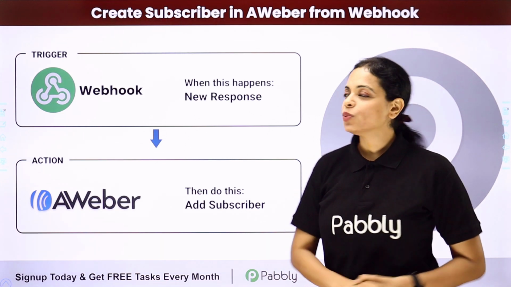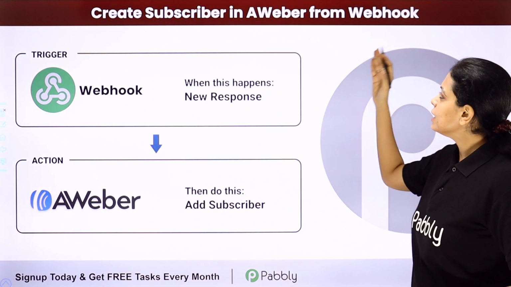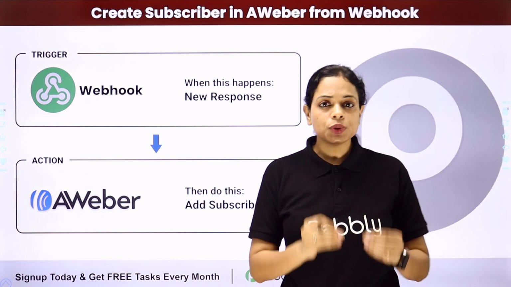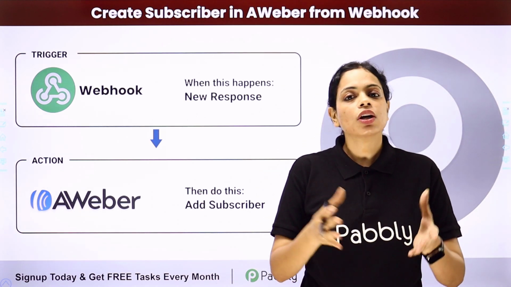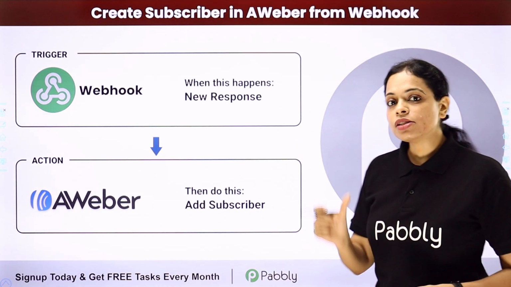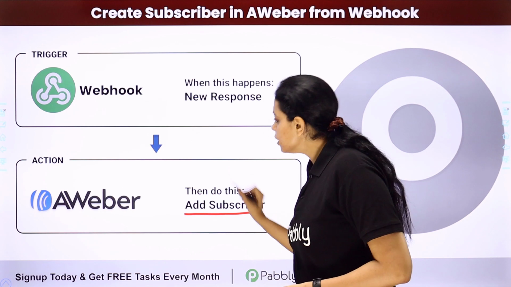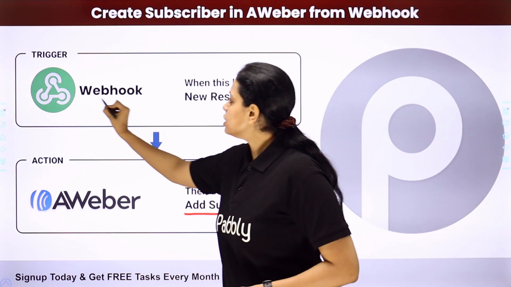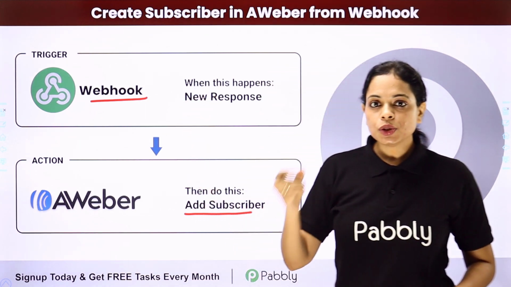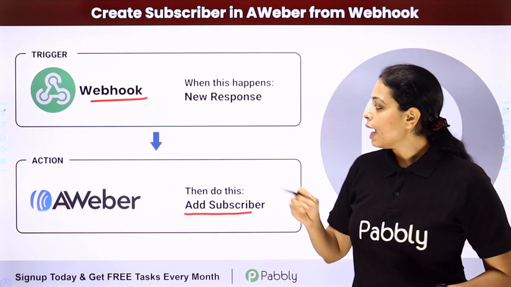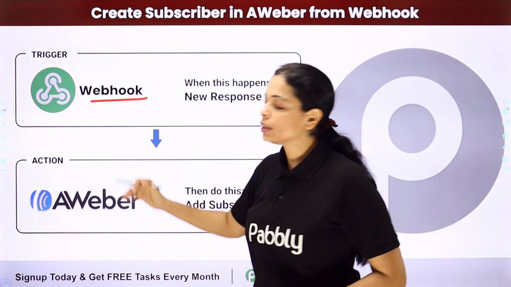In this video, we are going to understand how to create a subscriber in AWeber from Webhook. So here, every time you have received some user details from a payment gateway or a form builder application or a landing page, now with the received details, you want to create a subscriber in AWeber. Now to do this, we are using a feature by Pabbly which is Webhook, which provides you this URL that you can use in any application that supports Webhook, and thus you would be able to do this integration.